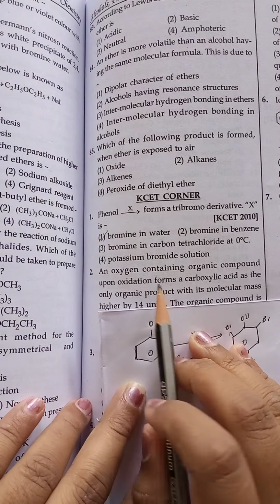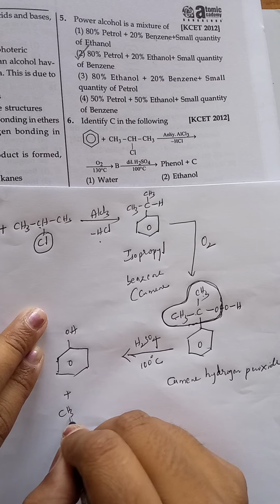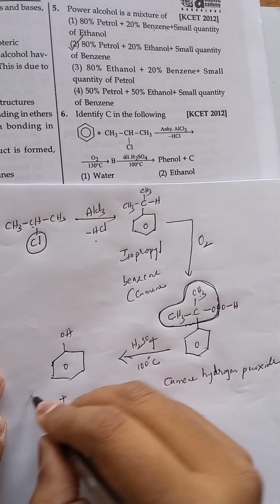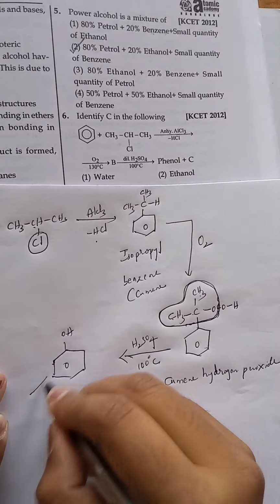Now this cumene hydrogen peroxide again participates in acidification in presence of dilute H2SO4 at 100 degrees Celsius. Exactly here the bond is broken, and this part is eliminated. CH3, C double bond O, CH3 is eliminated, and OH is added to the benzene ring. What will we get here? Phenol plus acetone. So finally we got phenol as the final product.